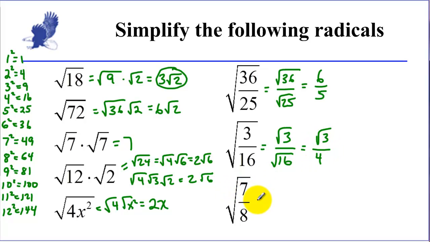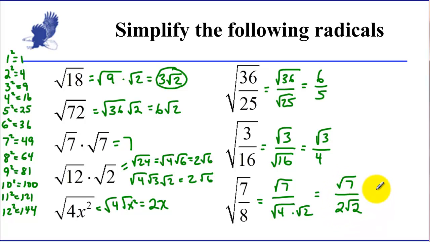And this last one we need to talk about because we would have radical 7, and on the bottom we have radical 4 times radical 2. So we get radical 7 over 2 radical 2. And in our next slide, we're going to learn that the convention of algebra is that we do not leave radical symbols in the denominator, and we're going to talk about how we do that. That's called rationalizing radicals. So let's look at our next slide.